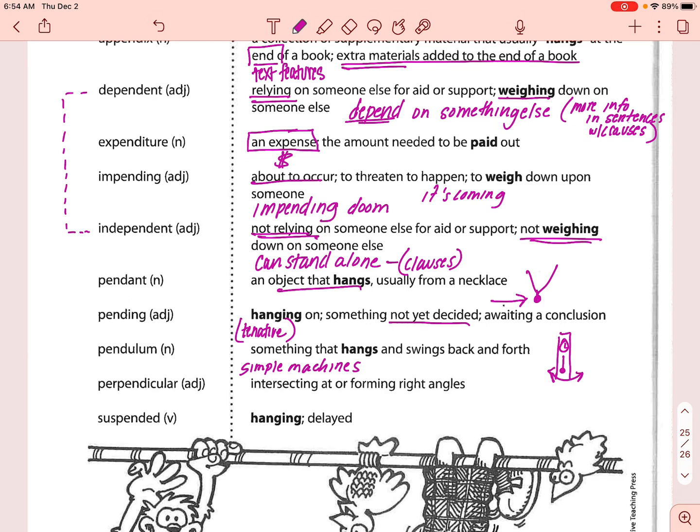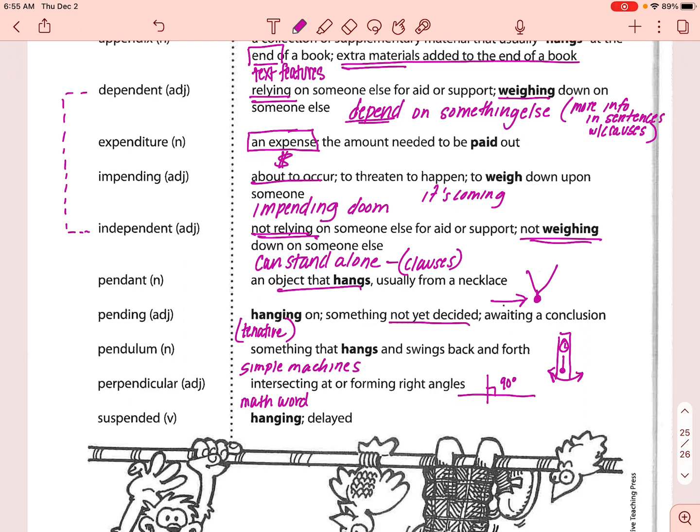Then we've got perpendicular. This is a math word, okay? Looks like we got science words, we got banking words, we got math words, my goodness. So perpendicular just means that it forms a right angle. So if you've got two perpendicular lines, they cross, and where they cross, it is a right angle right there with 90 degrees. So perpendicular just means that they intersect at a right angle.